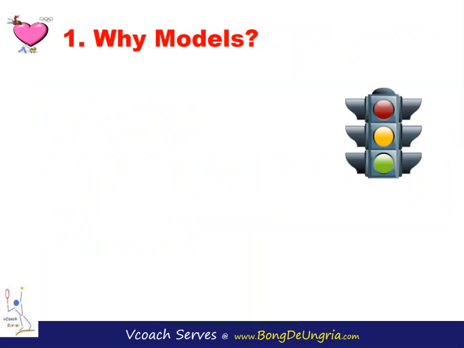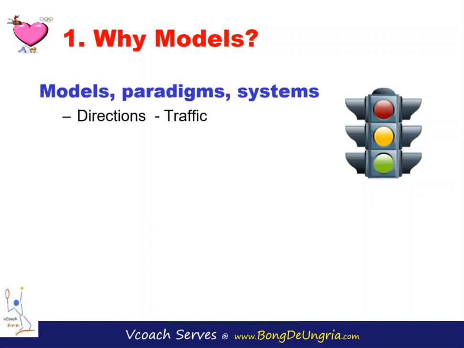why models? The easiest model to relate to is the traffic light. The traffic light gives us directions as far as traffic is concerned and gives a standard by which many people all around the world understand easily and quickly. So, universally, red means stop, green means go, and yellow can mean caution to many people, but in other situations, yellow means go faster.